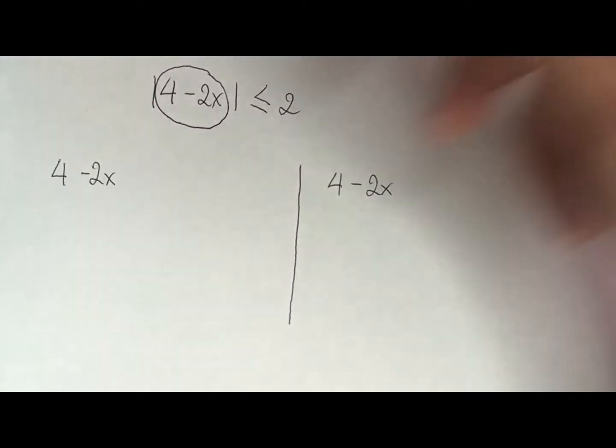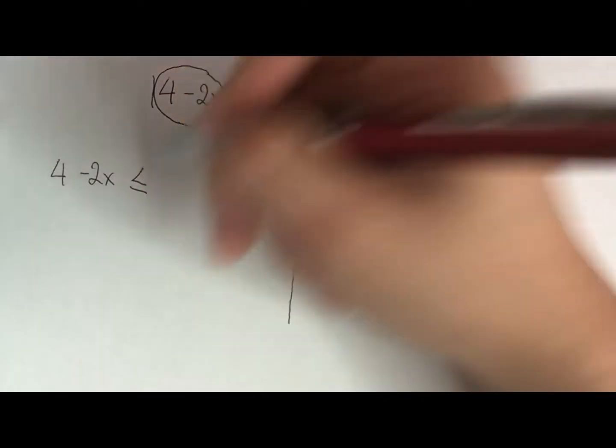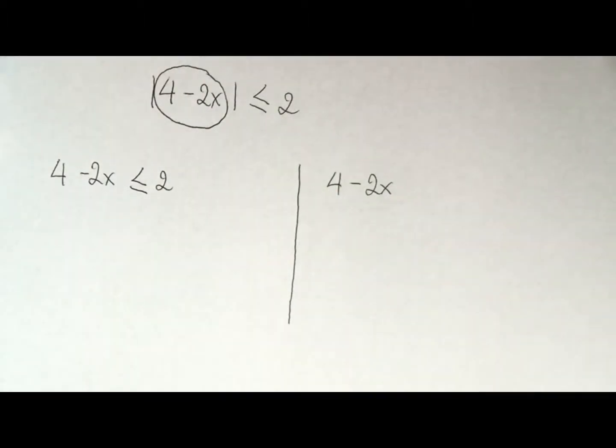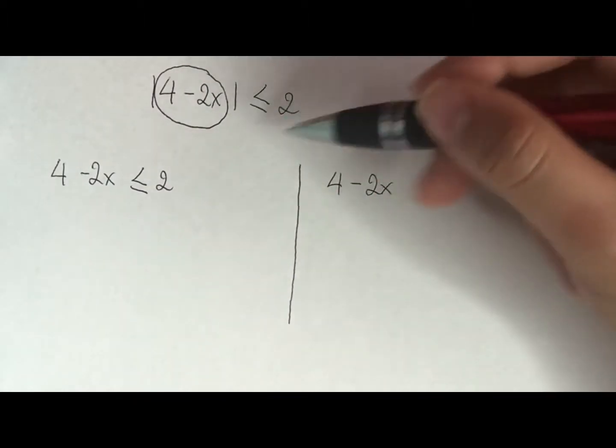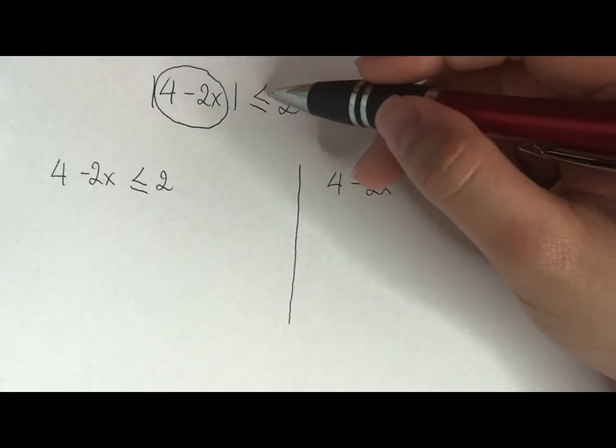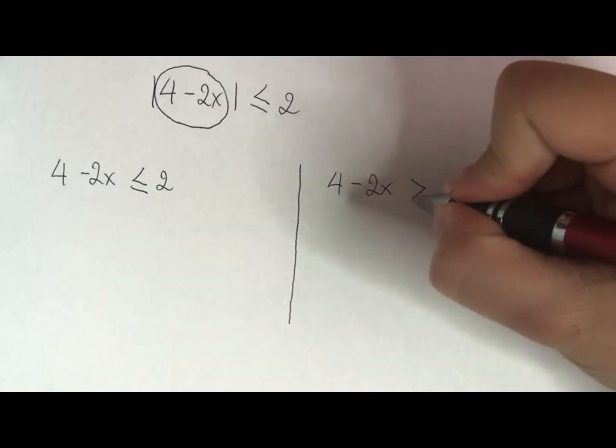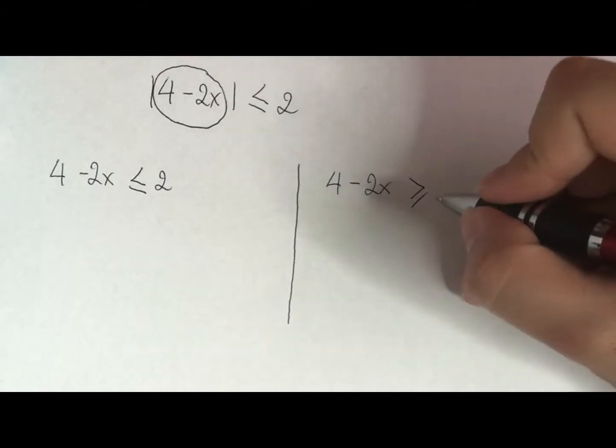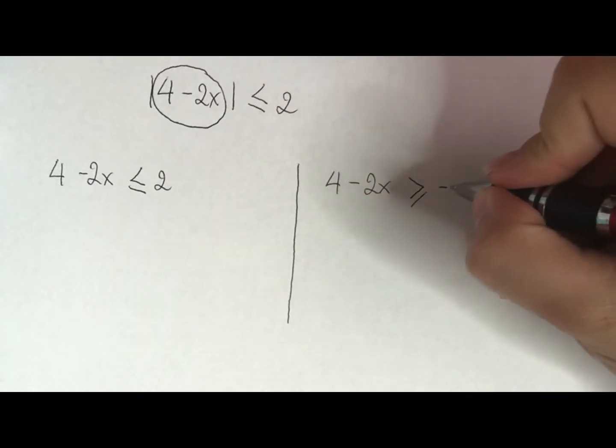The first scenario, we're just going to rewrite everything that they give you, so less than or equal to 2. On the other side, you have to do the negation of what they give you. So this is a less than or equal to, we're going to do a greater than or equal to. And then the 2, we're going to do a negative 2.